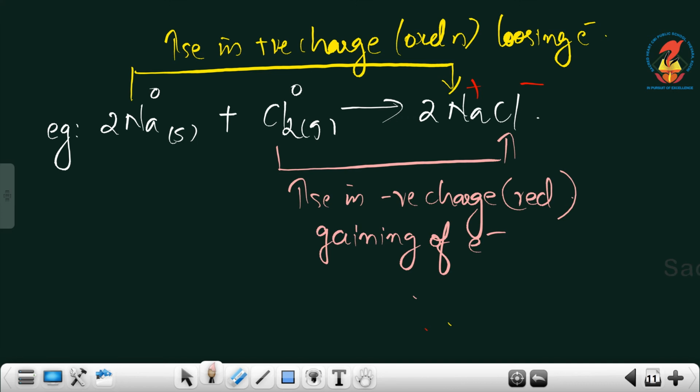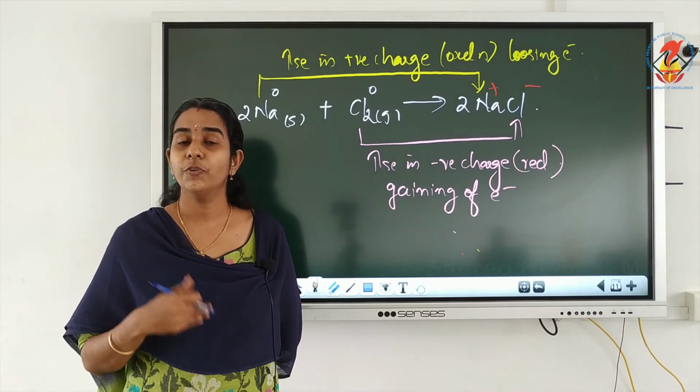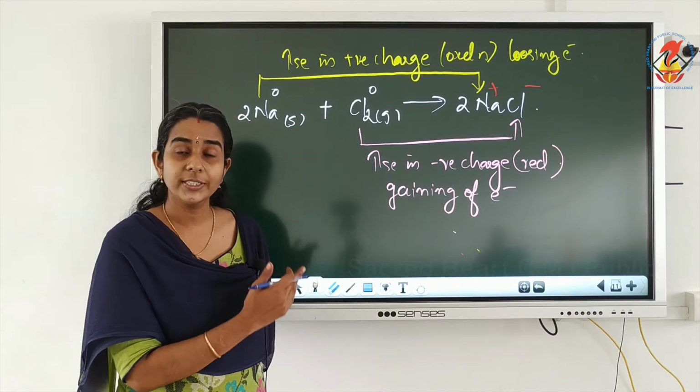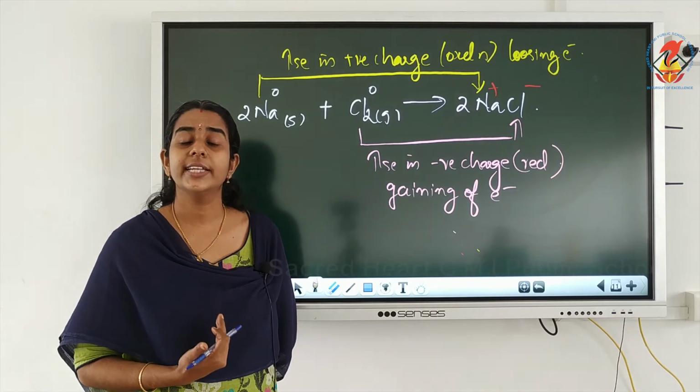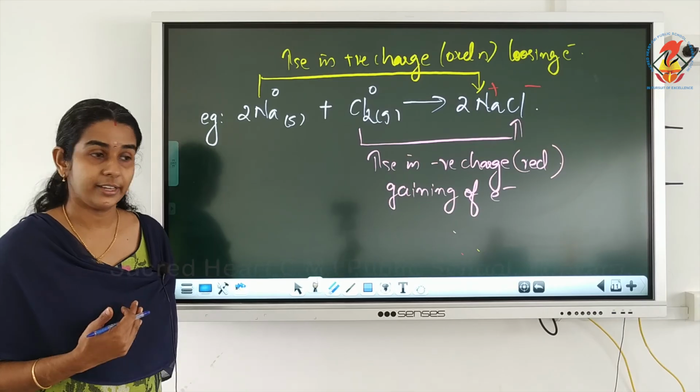How Na becomes Na plus? By losing one electron. How Cl becomes Cl minus? By gaining one electron. So here both oxidation and reduction is taking place simultaneously. So it is an example for a redox reaction.